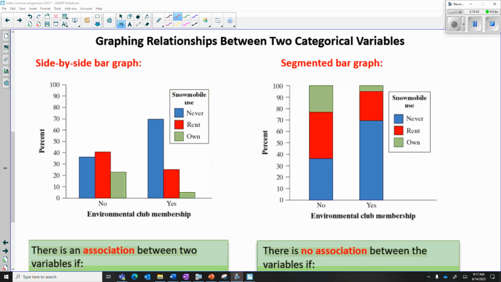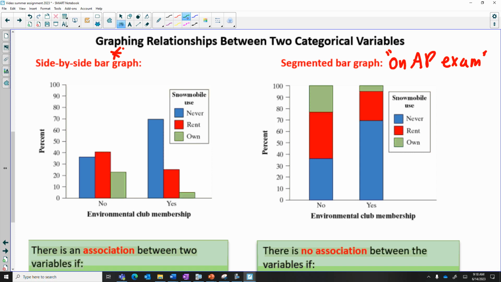Now, how do we graph this two-way table? Well, there's a couple of ways. We could make a side-by-side bar graph, like is shown here on the left, or the preferred method, which is more on the AP, is to do what we call a segmented bar graph. So when you think segmented, I want you to think about like the segments of the earth. Think about sedimentary rock has segments, and those are layers, right?